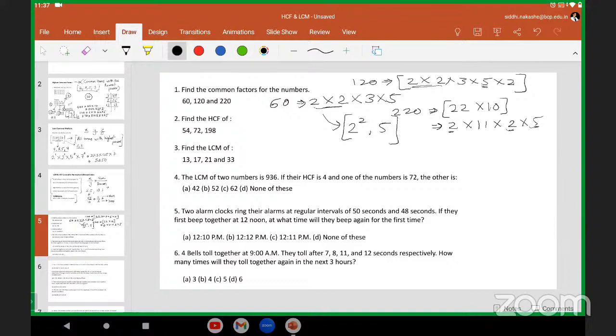Similarly, you can solve questions number 2 and 3. Does anyone have a doubt so far? You can put it into the chat. Personally also you can put it down. Om, Rohit, Shreyansi, anyone. Monesh. No, sir. Okay, so try questions number 2 and 3, HCF and LCM.